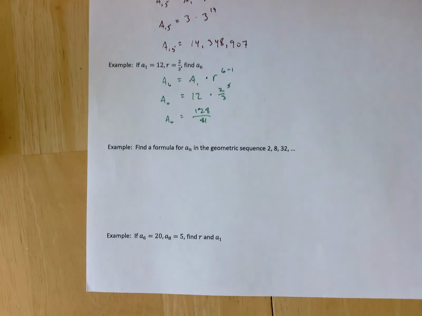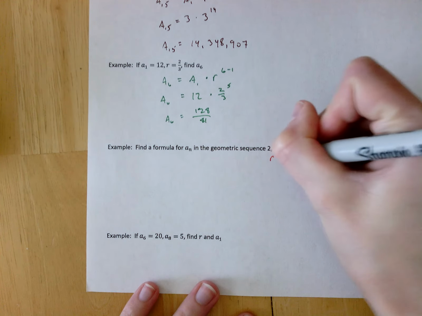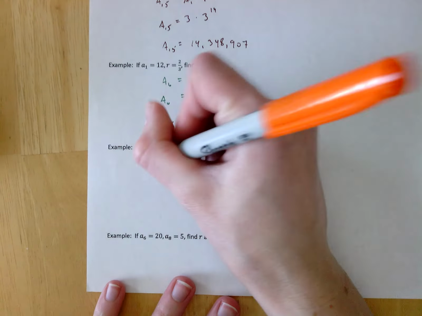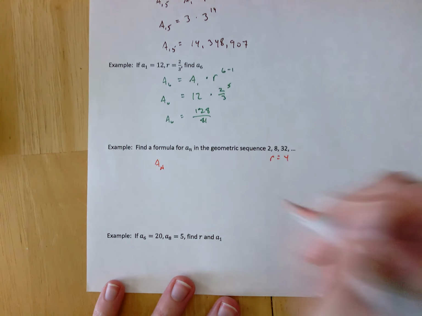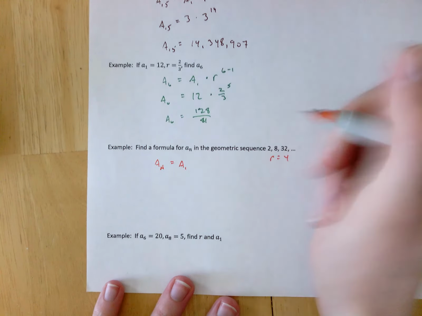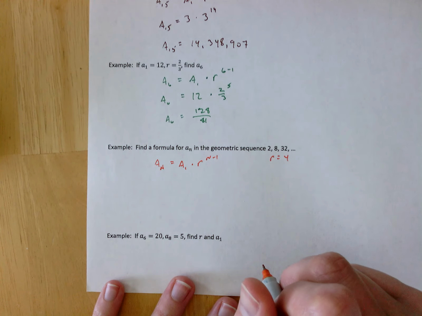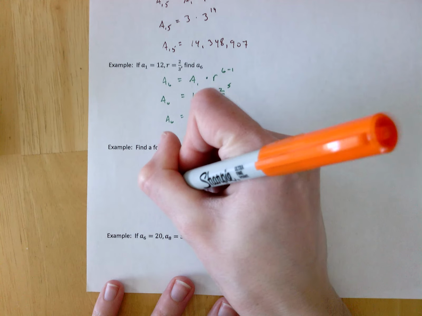All right, so now let's take a look at finding the formula. So this one we want a generic formula, okay, where we have this sequence 2, 8, 32. Hopefully, again, it's pretty obvious here that my common ratio is going to be 4, because I'm multiplying by 4 over and over. All right, and then I want to set up my generic rule. So my generic rule, to get to any a sub n, I start with a sub 1, and I multiply it by my common ratio n minus 1 times. Okay, I want this to stay a sub n.